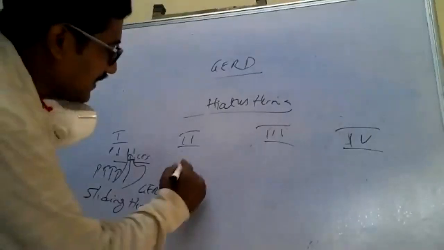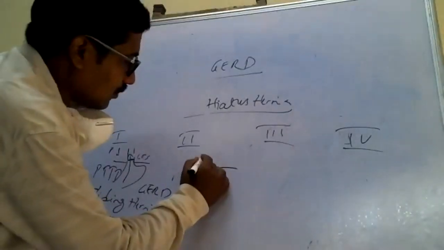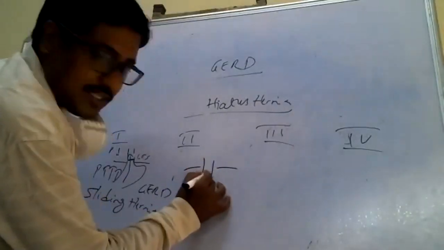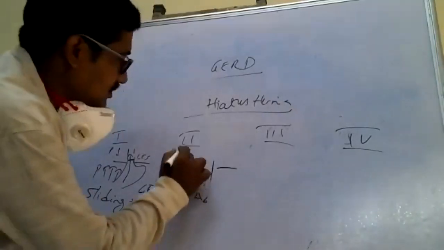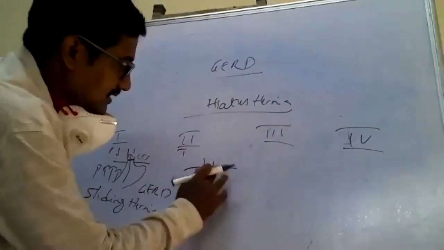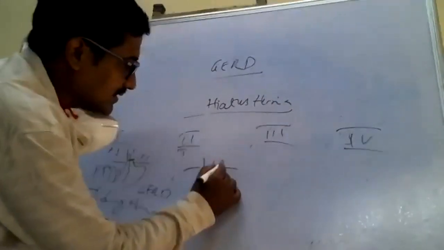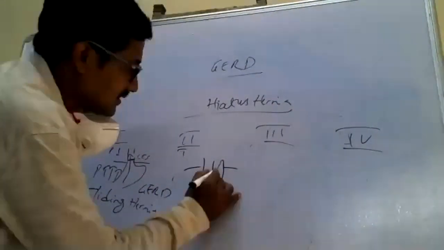Then what is a rolling hernia? In a rolling hernia, the gastroesophageal sphincter lies in the abdomen. This is the abdomen, this is the thorax. But the stomach will roll like this. This is the stomach.